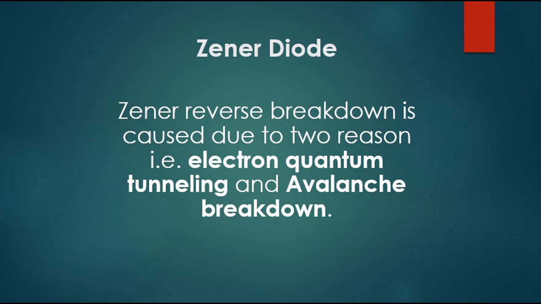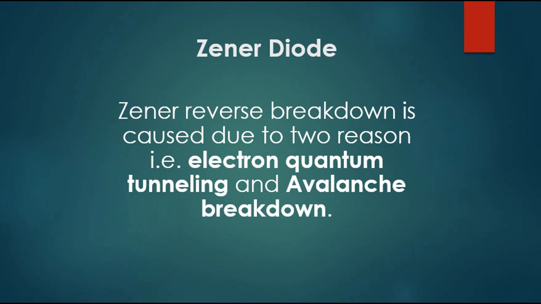Zener reverse breakdown is caused by two reasons. What are the two reasons? They are electron quantum tunneling and avalanche breakdown.